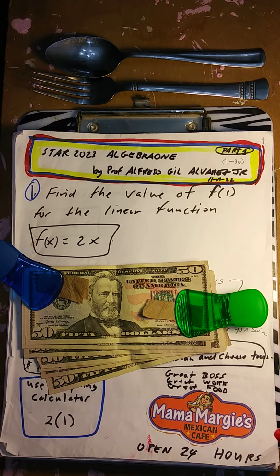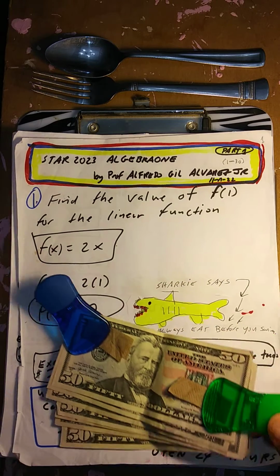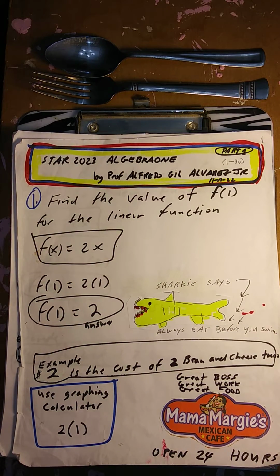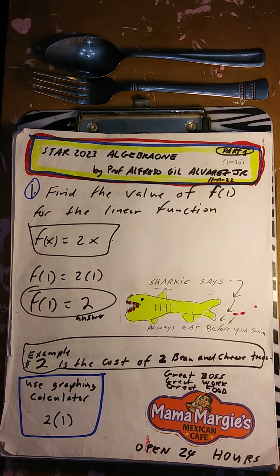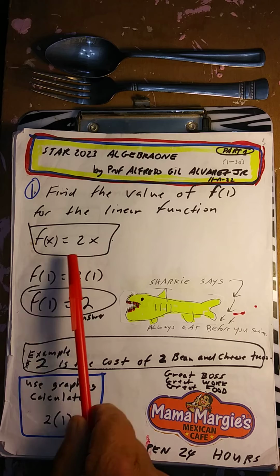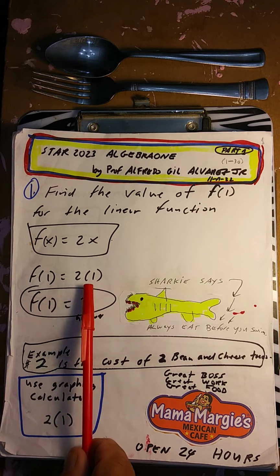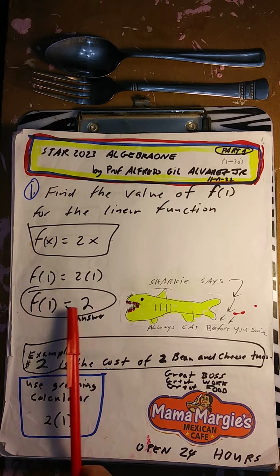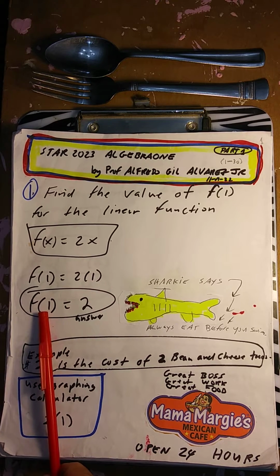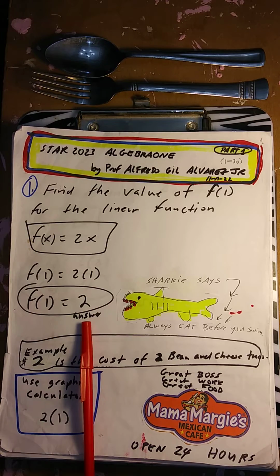Let's figure out the problem, okay? Let's do that now. How do you find the value of f of 1 for the linear function f of x equals 2x? f of 1 means put the 1 in there for the x in the formula. So 2 times 1 is 2. So f of 1, the function, equals 2. There's the answer right there.